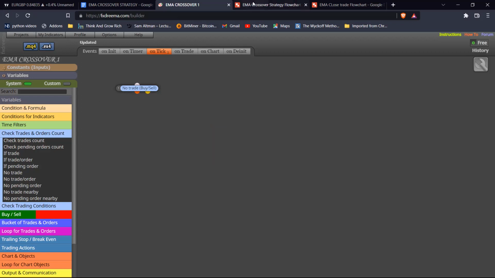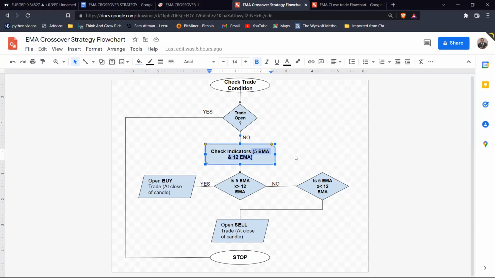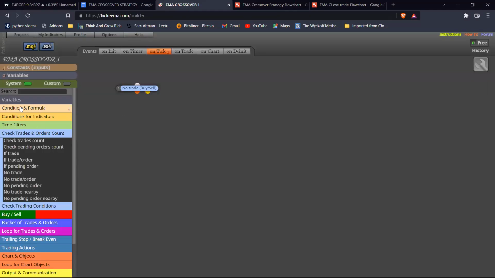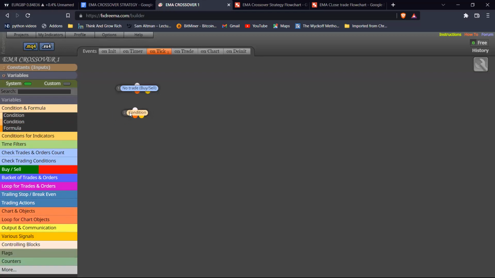So the next thing we want to do is this. If there is no open trade, we want to check the 5 period moving average and the 12 period moving average. You can see that on your screen. So what we do is we go to conditions / formula and we select a condition, right? So now there are 2 conditions. So let's take the first one first.